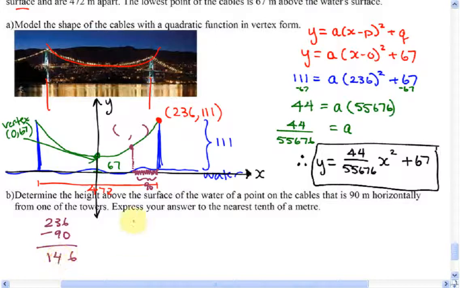So this one says, find the y value when x is equal to 146. You plug it in, you solve, I'll give you the answer next day. All right?